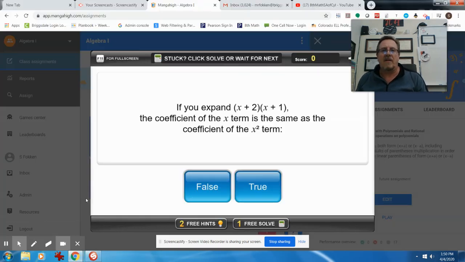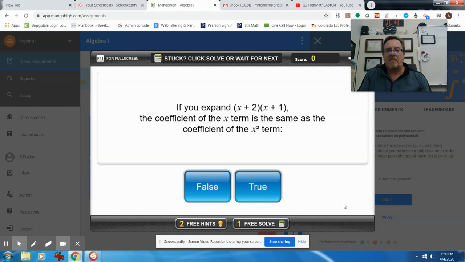Here's the first one. It says, if you expand or if you multiply x plus 2 times x plus 1, the coefficient of the x term is the same as the coefficient on the x squared term. Well, let's try that problem. It's going to be x plus 2 times x plus 1.